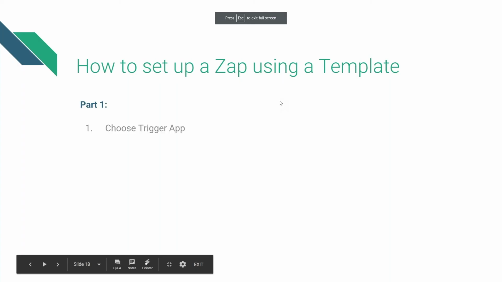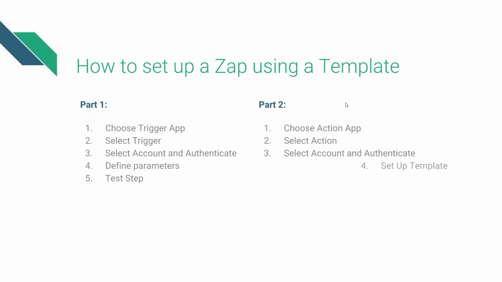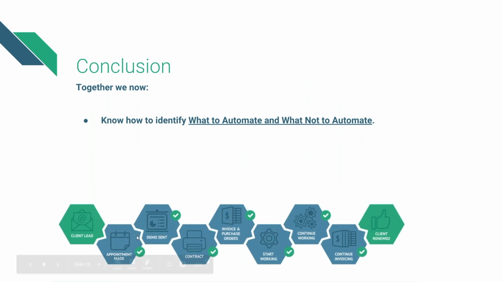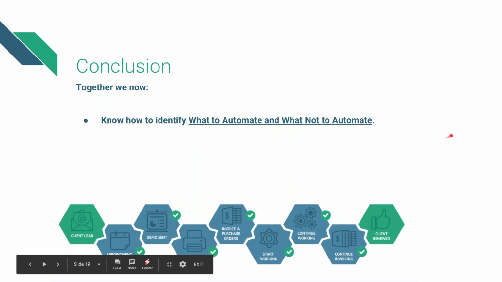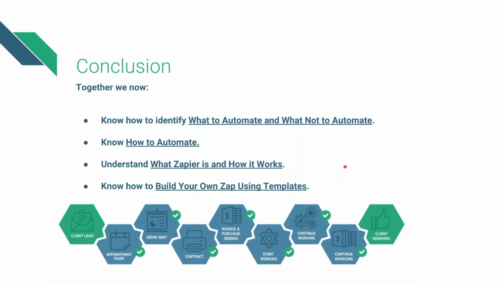So we've been through this: choosing a trigger app, selecting a trigger, selecting the account to authenticate, defining the parameters, testing the step for the trigger. Then we've gone through the action steps: selecting an action, setting up the template, testing the step, naming and finishing it. So now we have a decent idea of how to identify what to automate and what not to automate. We also have a decent idea of how to automate, since there are lots of different tools out there. We know what Zapier is and how it works, and we also know how to build using Zapier templates.